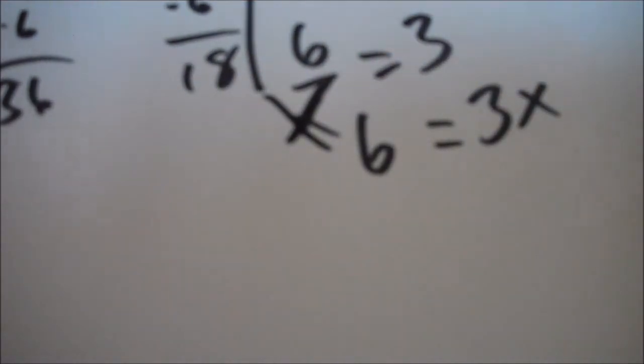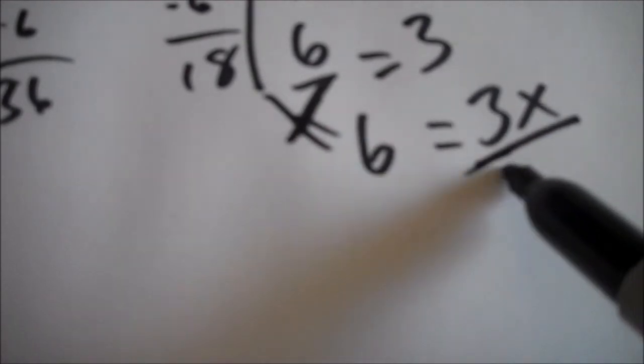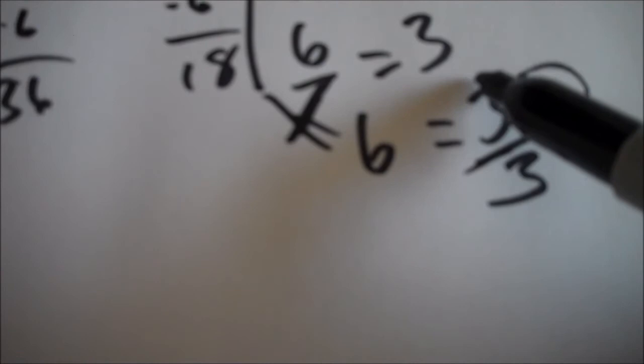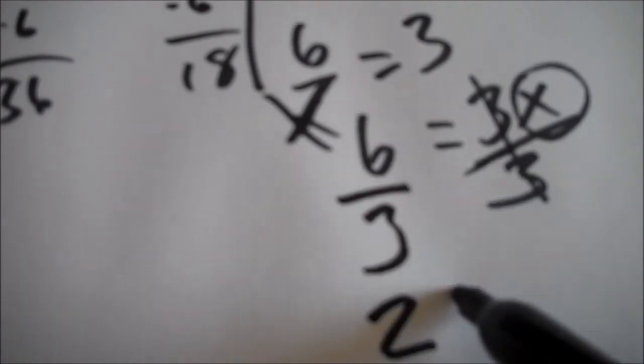So we get 6 equals 3x, and then we're simply going to divide both sides by 3 to isolate the x. So 3 divided by 3 is obviously 1, so we're going to cancel that out. And then 6 divided by 3 is 2. So we get our answer: 2 equals x.